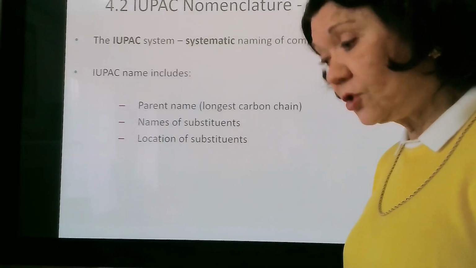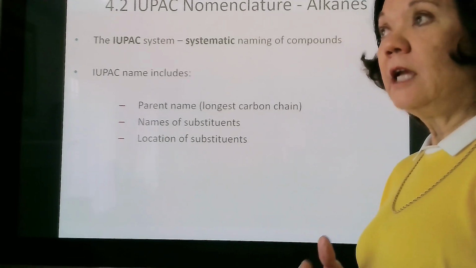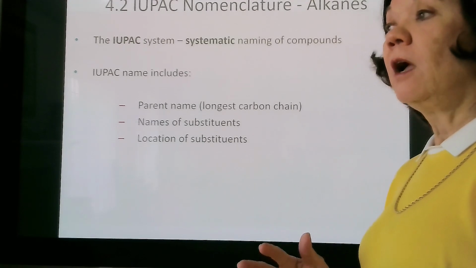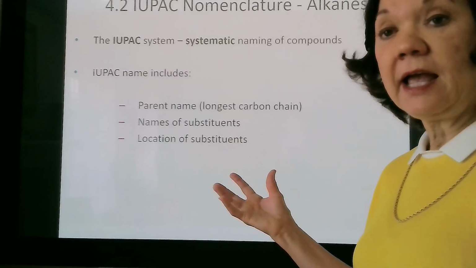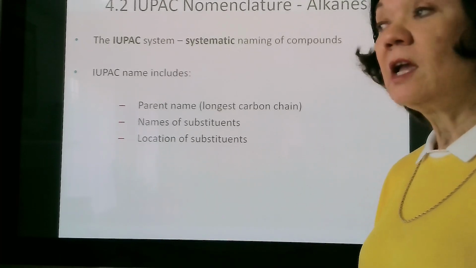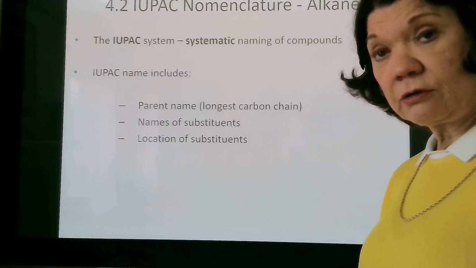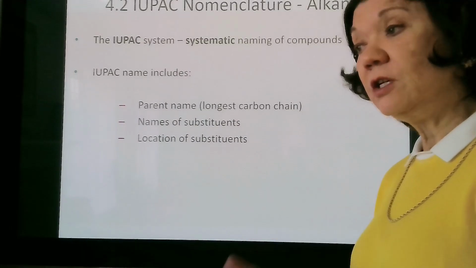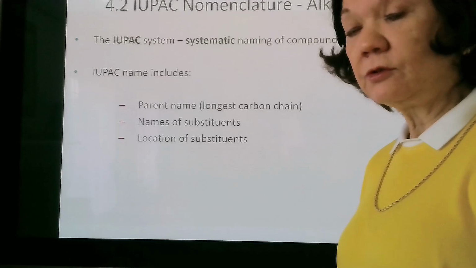What you're going to see is we're going to cover chemistry in the form of families of compounds. So the first family that we're covering is alkanes. Then we will cover alkenes. Then we will cover alkynes. And then we will cover alcohols and ethers. We're going to just sort of march through the different families of compounds.